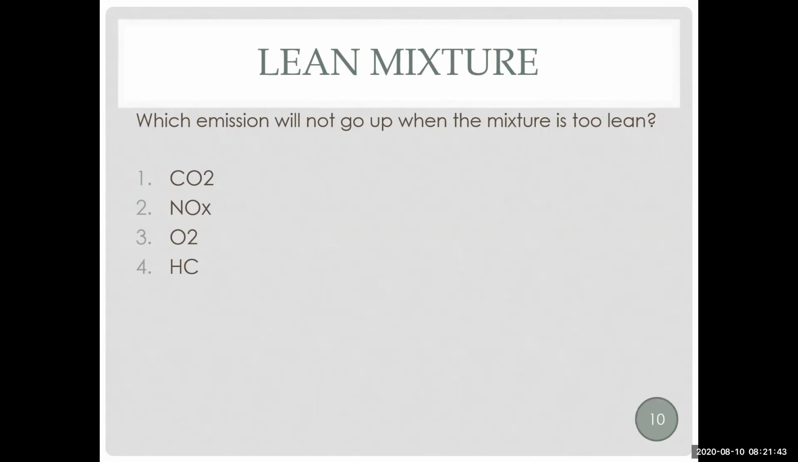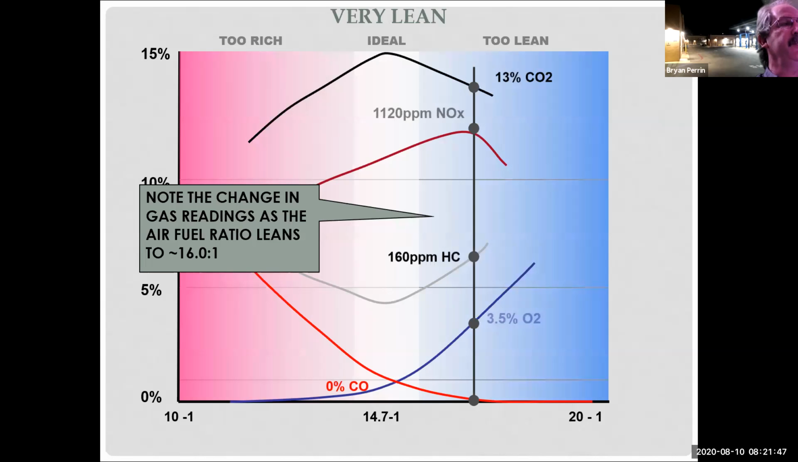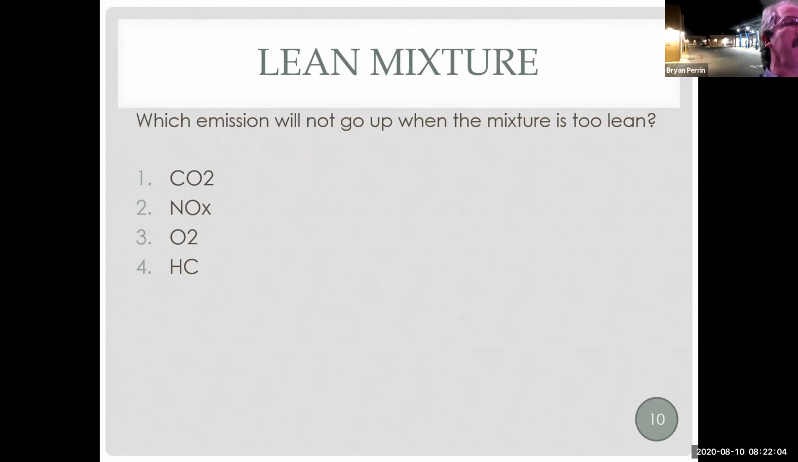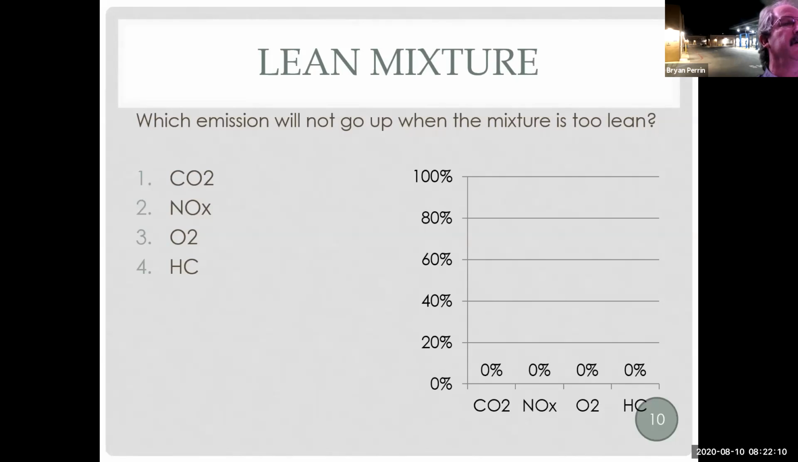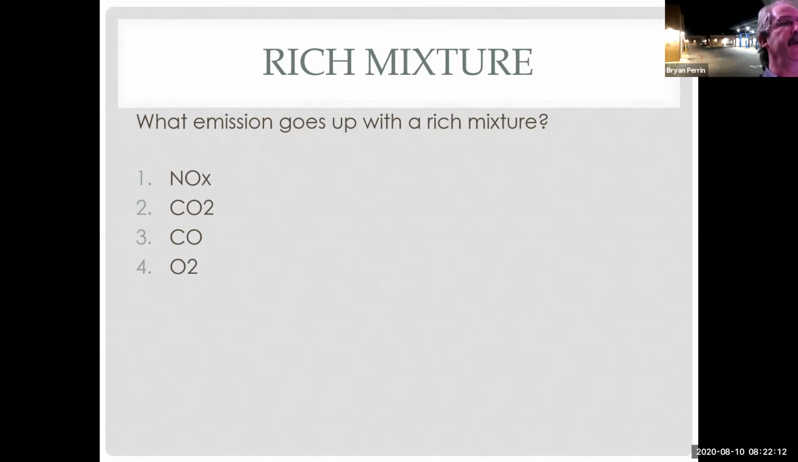So that's number one. I can back up to a picture here. So here we go. We see CO2 at the top. It peaks at 1 lambda. As I go lean, it drops. My NOx, my hydrocarbons, and my oxygen all go up when I go lean. So we got lean. Well, let's try rich.